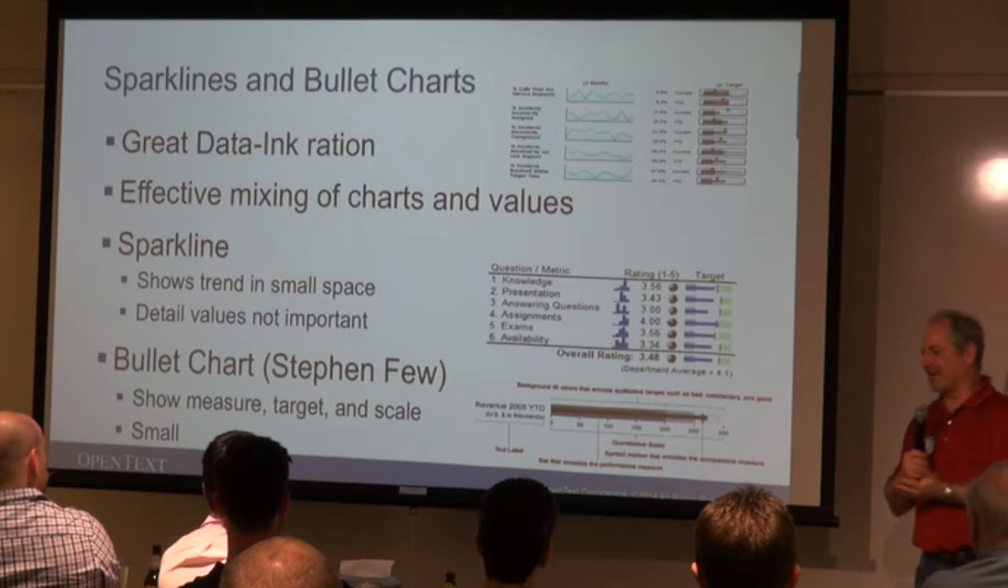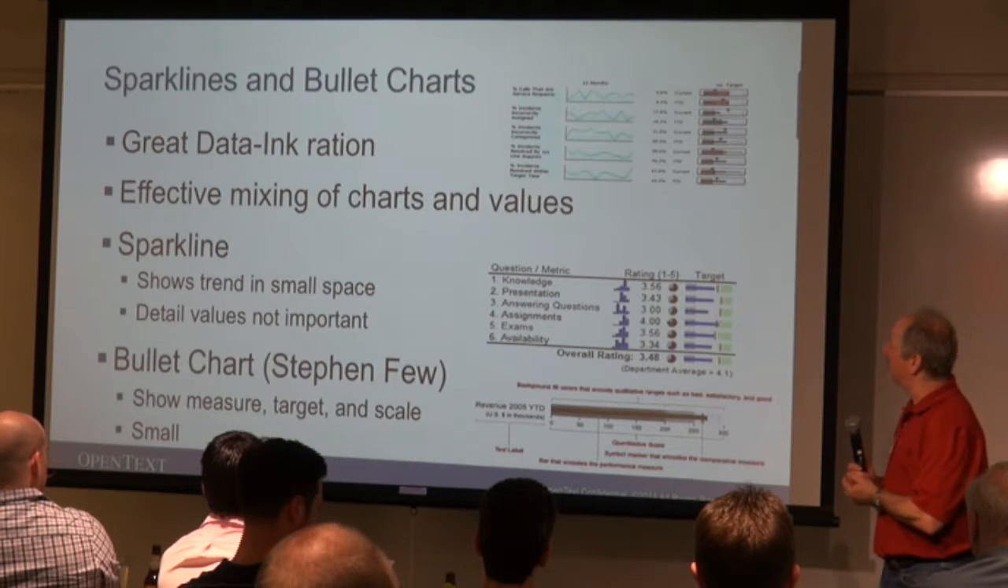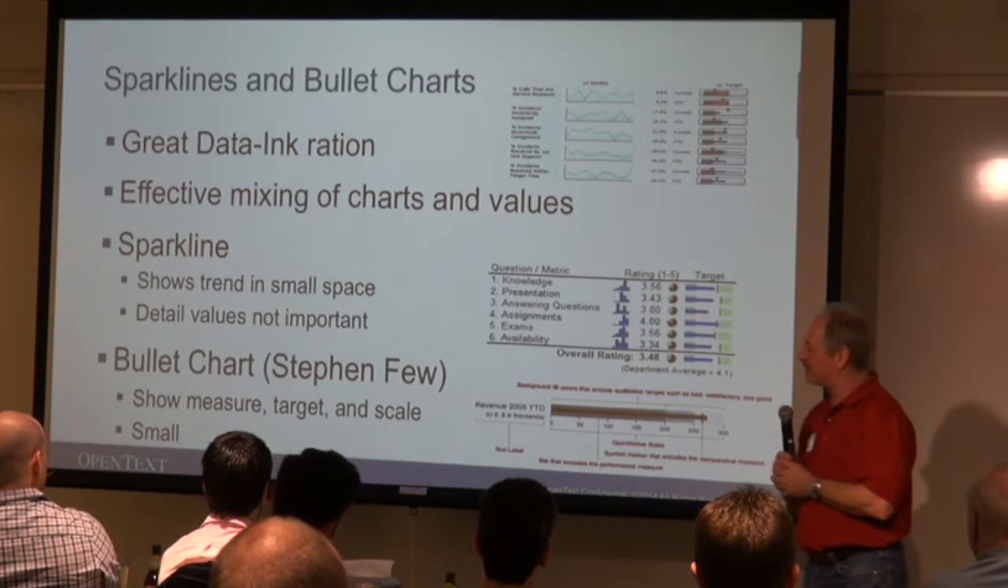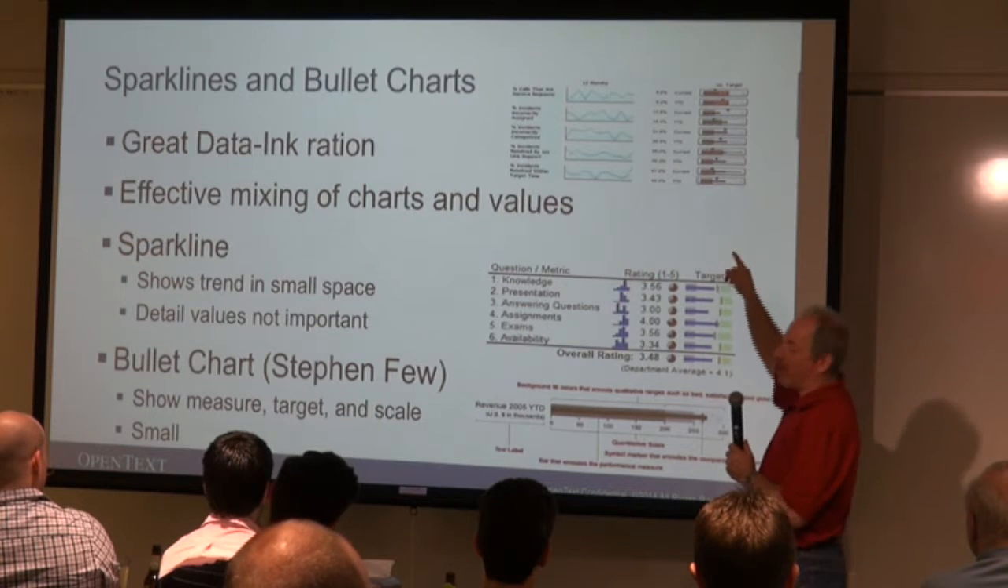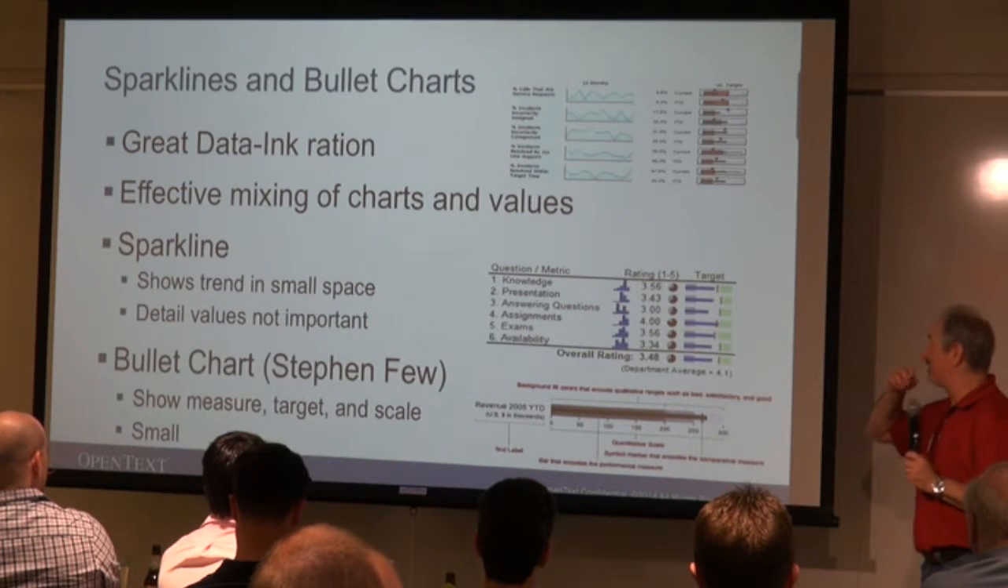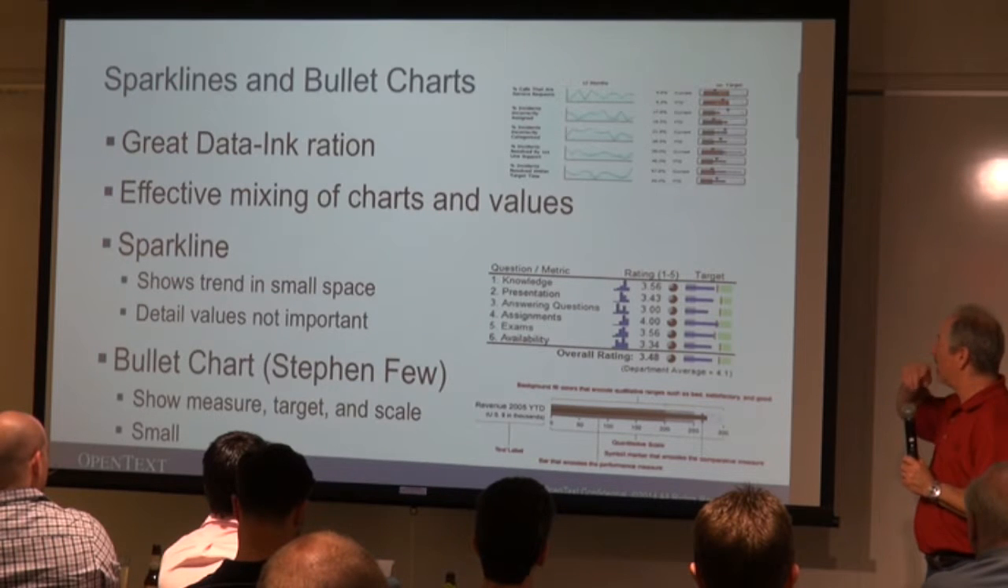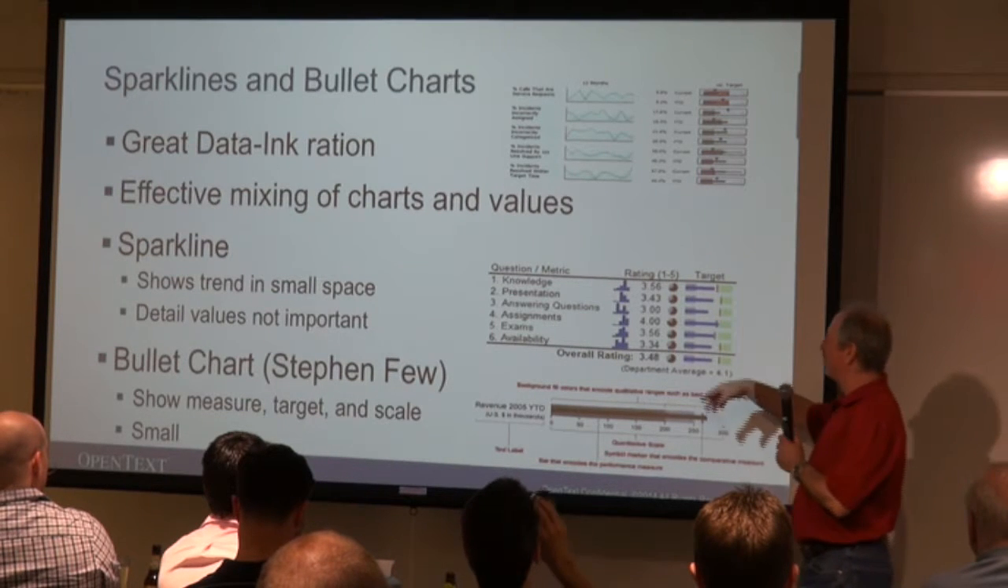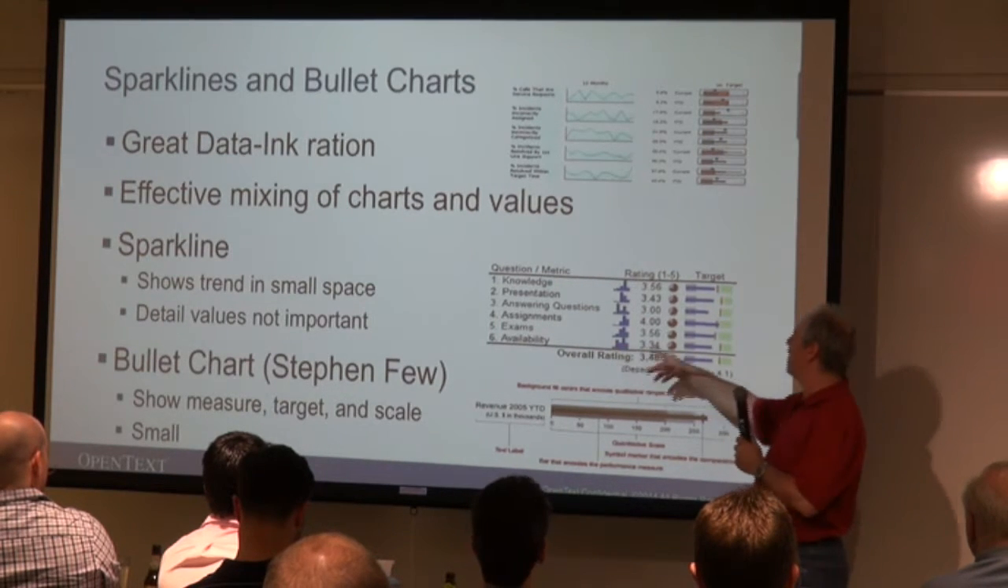Some other data visualizations that are also very good. Sparklines. Sparklines are small lines that show trend. So if I have a table of information and I want to show trend, other people use bars, but I don't particularly like the bars.